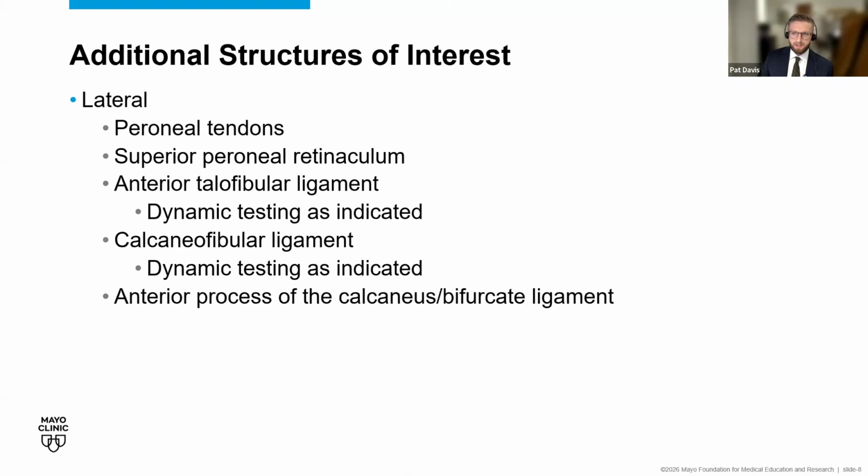Now, for this patient in particular, as I had mentioned initially, he did have an inversion type injury, so you want to have some degree of suspicion for your lateral ankle structures as well. So with this patient, we also evaluated the peroneal tendons with the superior peroneal retinaculum, the ATFL with dynamic testing as indicated, the CFL with dynamic testing as indicated, and the anterior process of the calcaneus and the bifurcate ligament.